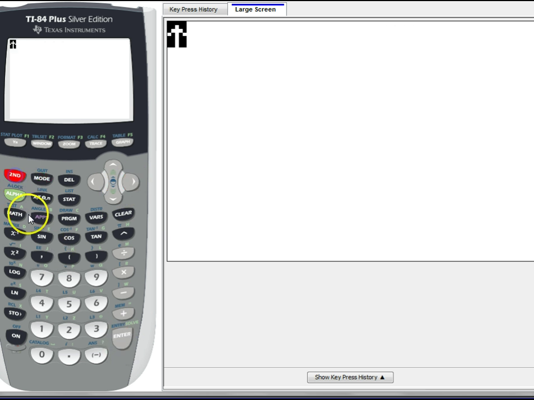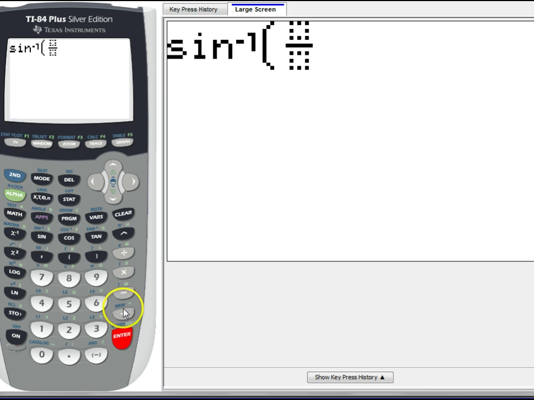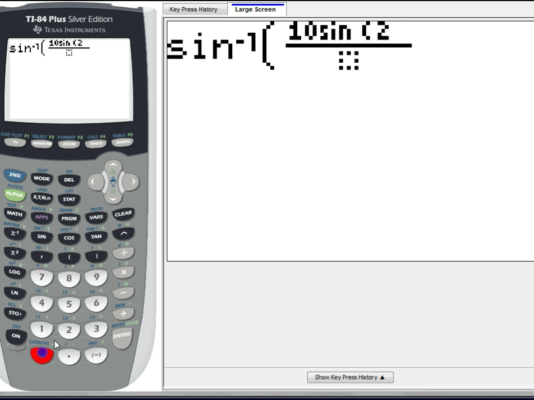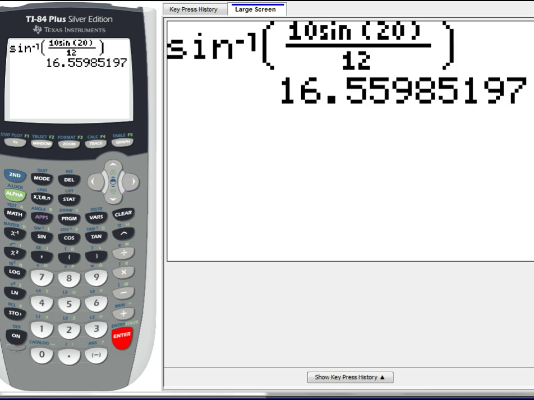Then we're going to go inverse sine of the fraction 10 times the sine of 20 degrees all over 12. Close the parenthesis. And there's our angle A. We can approximate this to be 17 degrees. We're not going to need to be more precise than that.